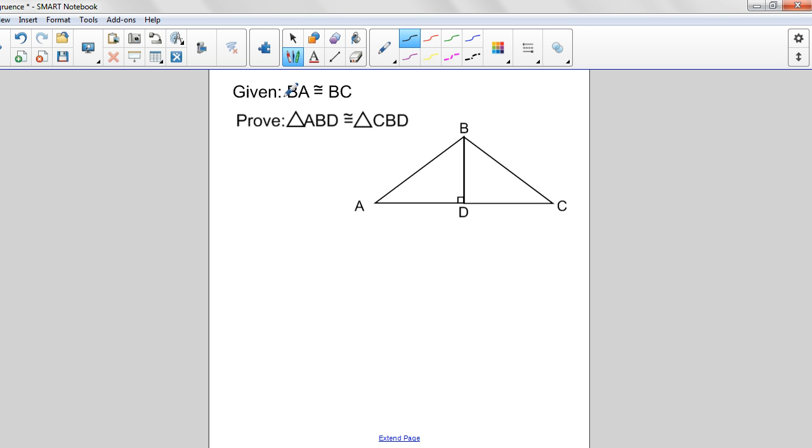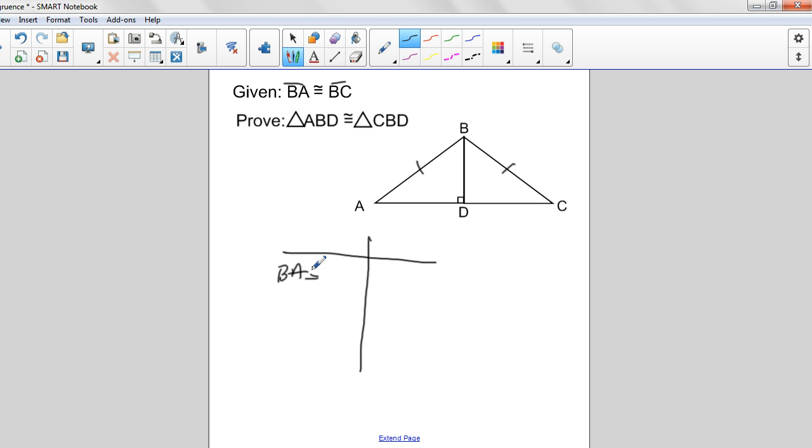Okay, so here's an example. Segment BA is congruent to segment BC. So if I marked it on here, BA is congruent to BC. And with that information, I'm going to prove that triangle ABD, this left one, is congruent to triangle BCD. So we're going to use hypotenuse leg. You got your statements and your reasons on this side. Let's just start with what we know.